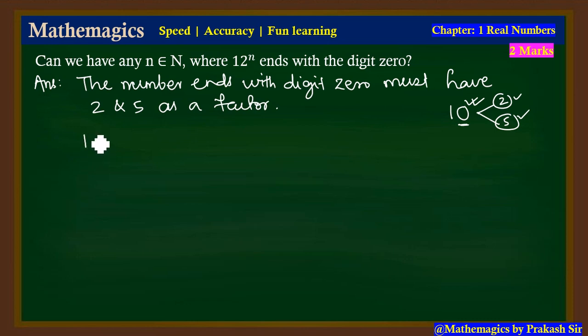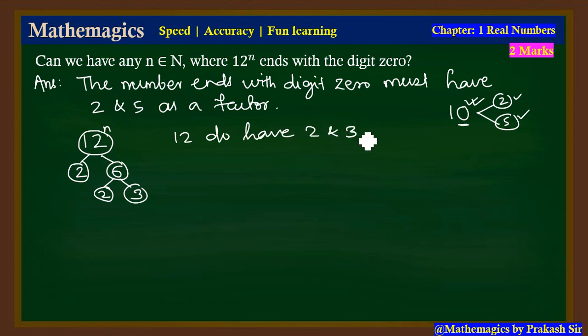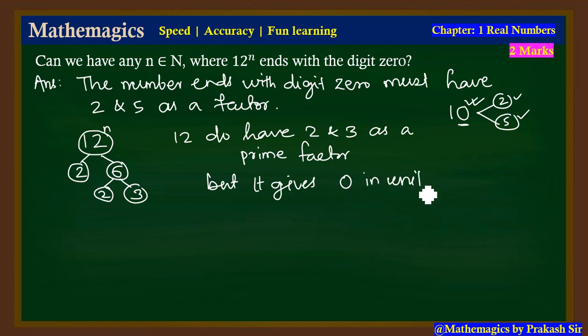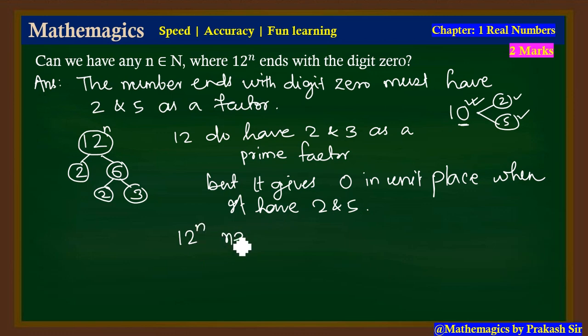So here now we are targeting that the number is 12 to the power n. So what are the factors of 12? The factors of 12 are 2 times 6, and again 6 can be written as 2 times 3. It means 12 has 2 and 3 as prime factors, but it gives 0 in the unit place when it has 2 and 5. That's why we can say that 12 to the power n never ends with the digit 0.